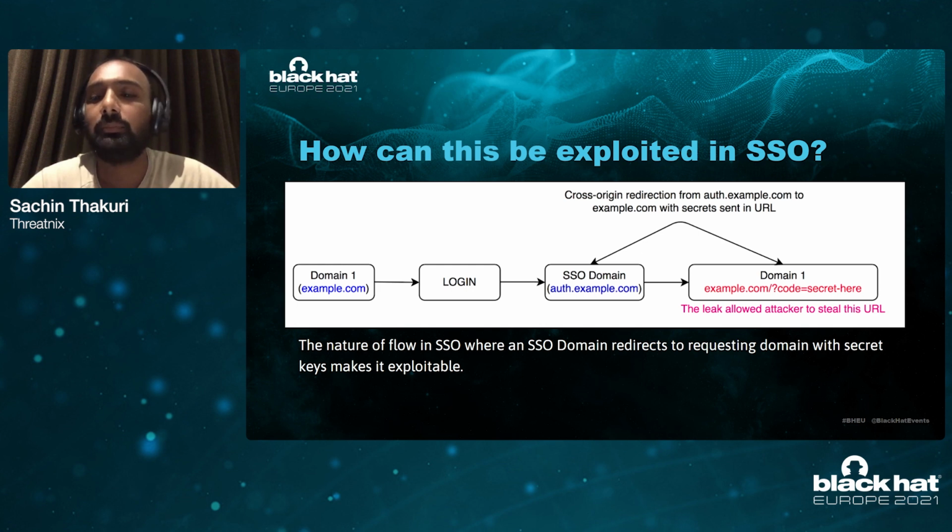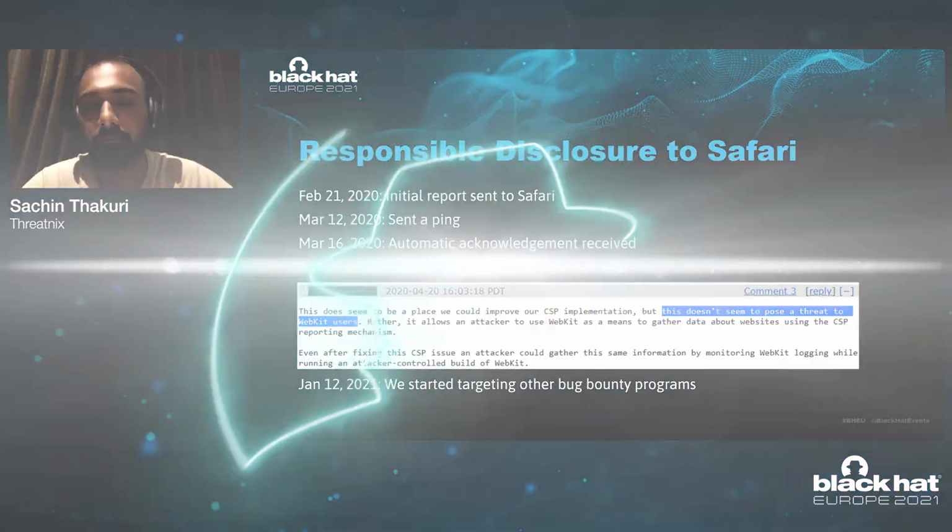In today's modern applications, where authentication and authorization are heavily dependent on technologies such as OAuth, SSO, and JWT, where secrets are passed through URLs, the leak of the final redirection URL made applications using these technologies almost always vulnerable.